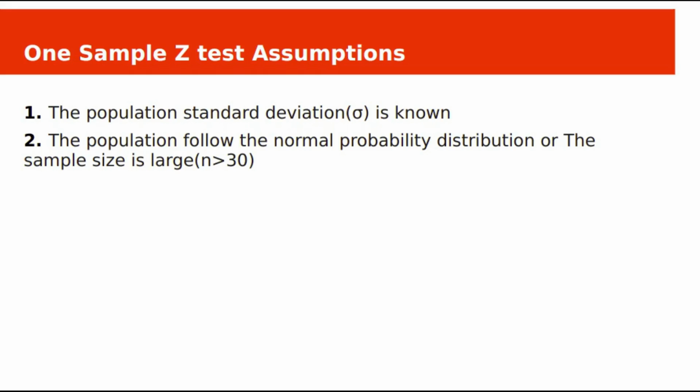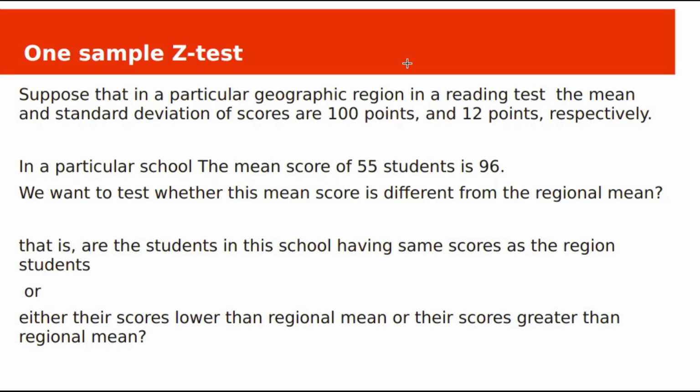Let's see one sample Z-test. One sample Z-test assumptions are: we can perform one sample Z-test when we know the standard deviation of the population and either of these two. If the sample size is large, means it is greater than 30, or the population follow the normal distribution. Let's see one example. We have seen this problem in previous class. In particular region, in reading test, the mean and standard deviation scores are 100 points and 12 points respectively. Means mean is 100 and standard deviation is 12 points.